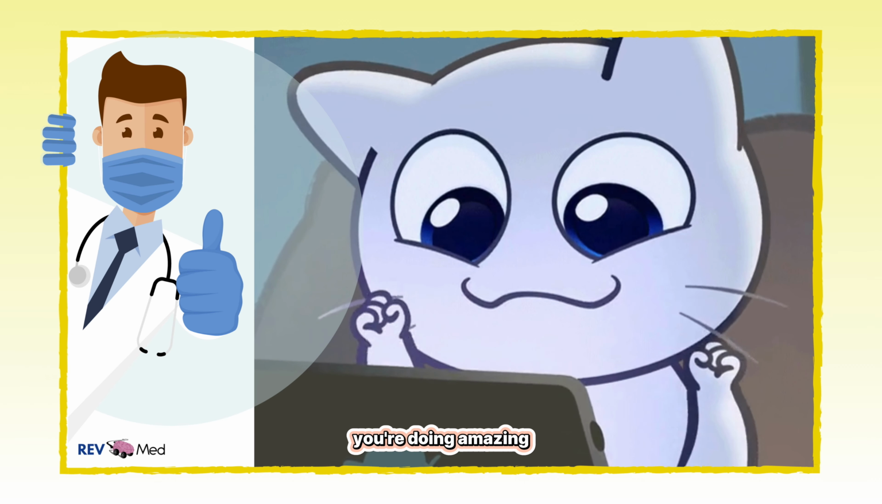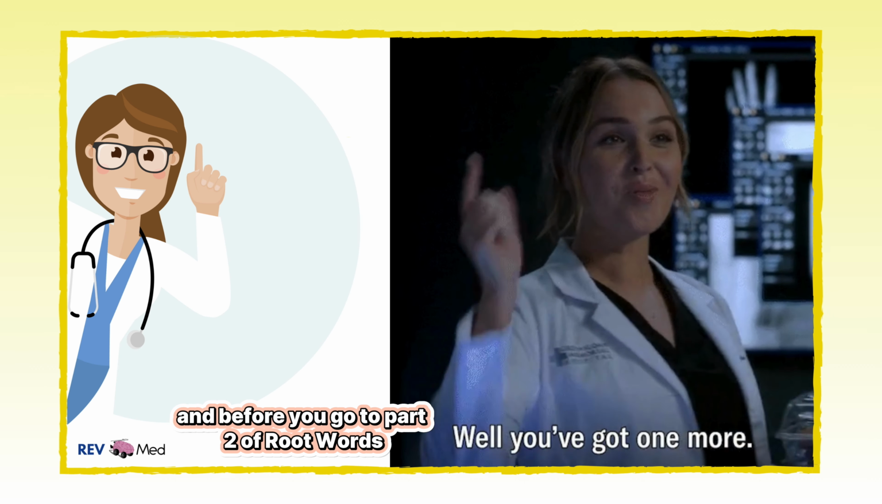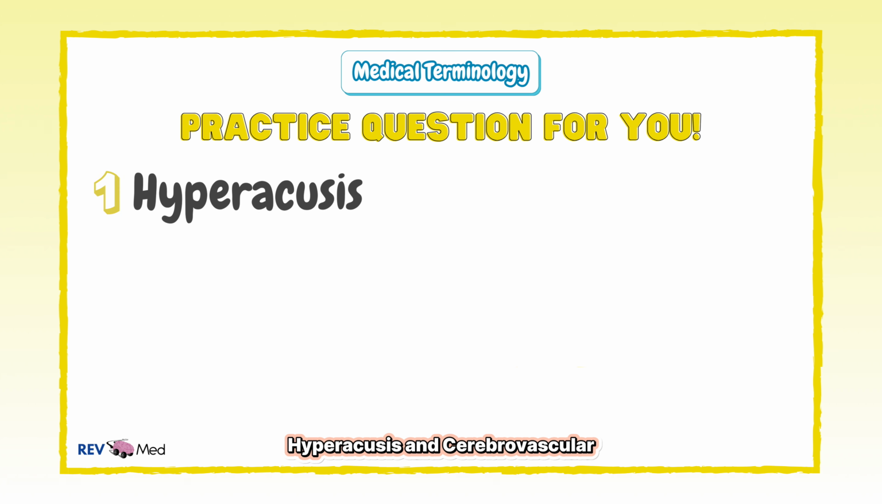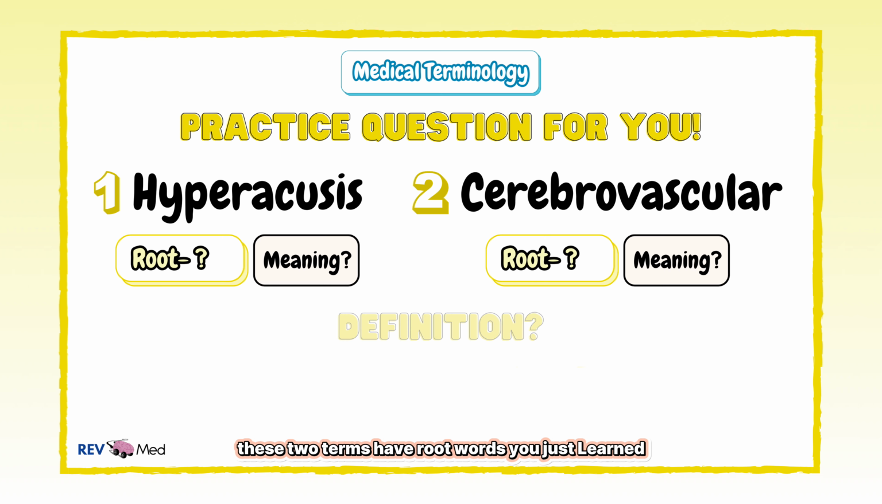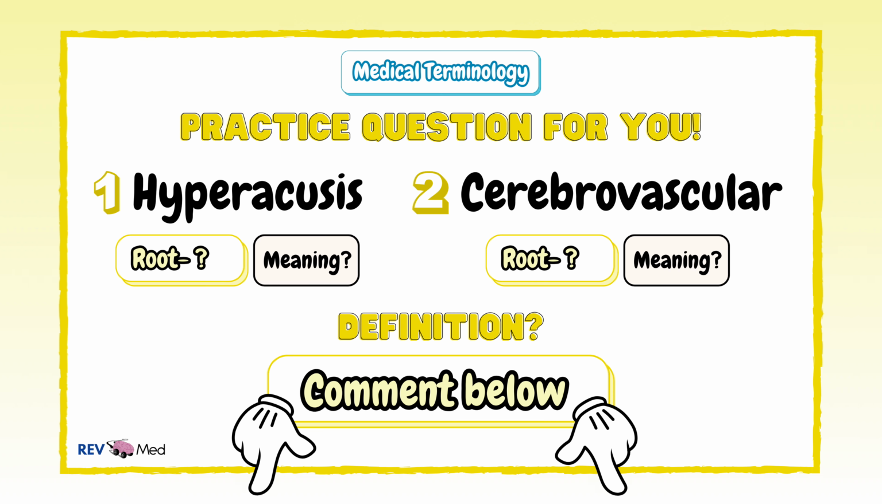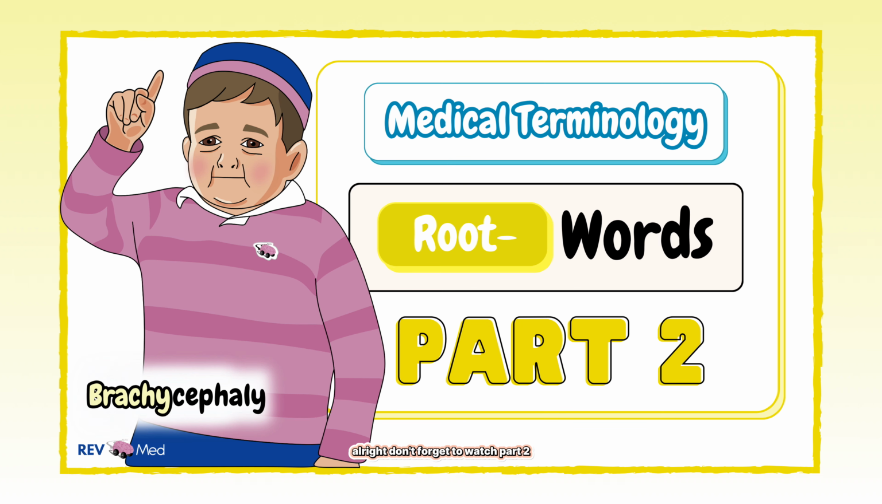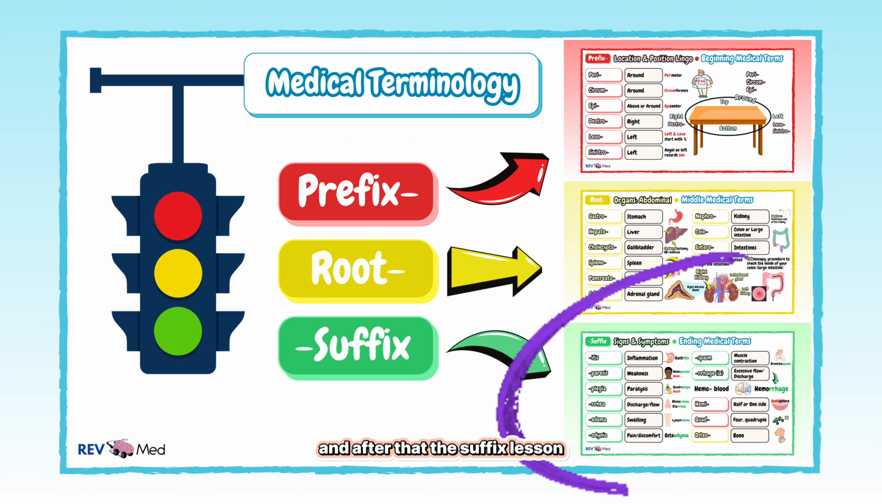You're doing amazing. And before you go to part 2 of root words, hyperacusis and cerebrovascular. These two terms have root words you just learned. Now tell me their meanings in the comments below. Alright, don't forget to watch part 2, and after that, the suffix lesson.